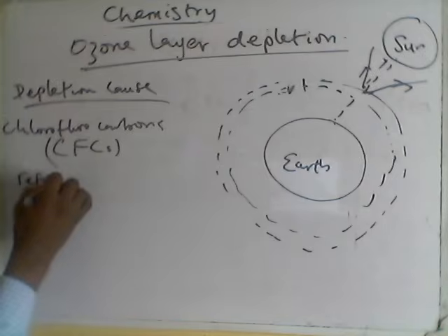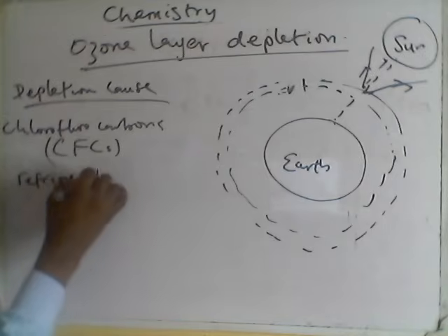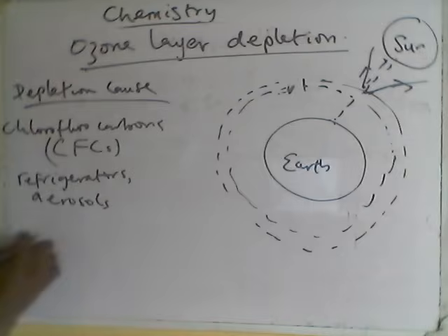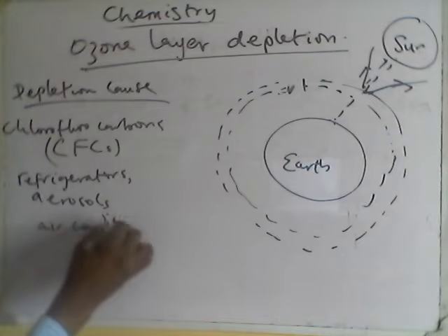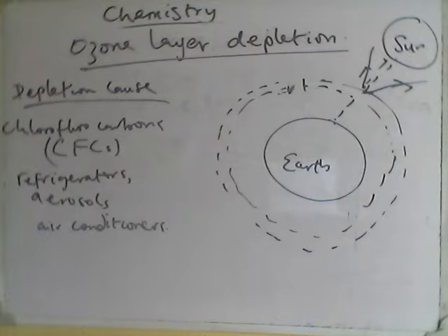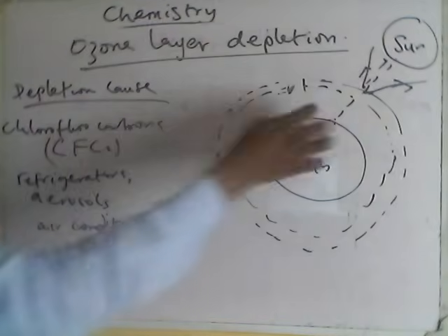That's your fridge. Refrigerators. Okay. Aerosols and air conditioners. So these are gases that are inside of these things that are supposed to be properly disposed, but when they are released carelessly into the air, they can cause depletion. Okay, so the effects of ozone layer depletion, what are the effects?